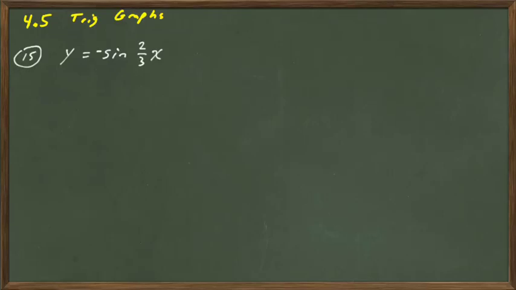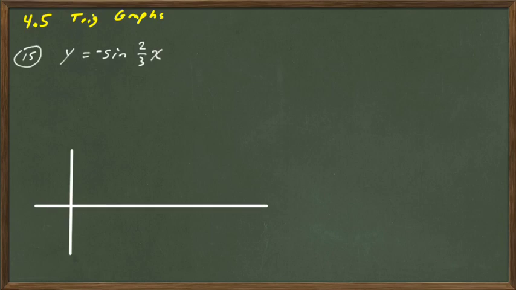Okay, we're going to learn about trig graphs. It's either a sine or a cosine. This one happens to be a sine. Again, I usually sketch the graph and then label the axis. It's a sine. A sine normally would go something like this, but it has a negative in front of it.